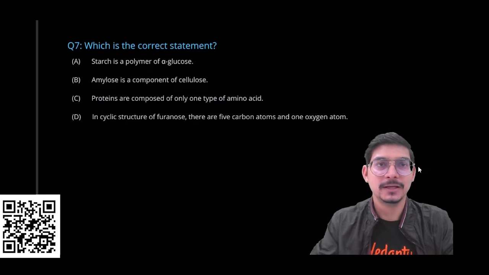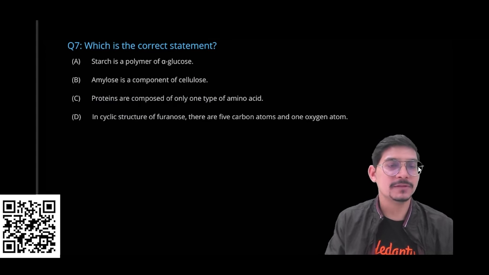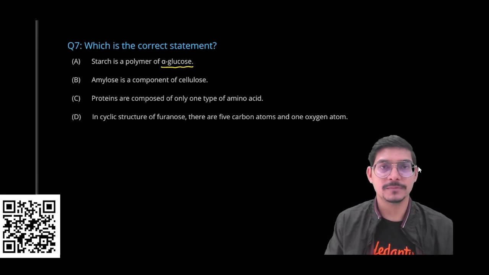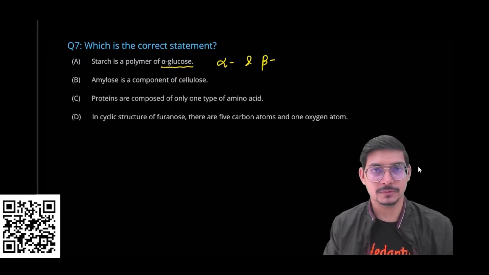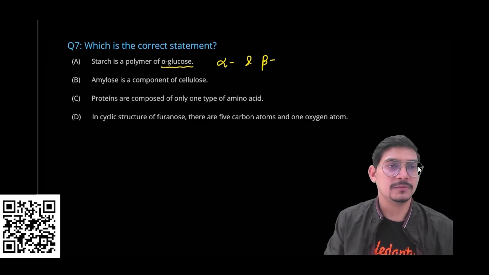Hi everyone. In this question, we have to find out which of the given statements is correct. First statement is starch is a polymer of alpha glucose. Yes, this is correct. Glucose exists in two anomeric forms, alpha and beta, and starch is a polymer of alpha glucose. So basically, starch contains two types of polymeric chains, amylose and amylopectin. So statement 1 is correct.